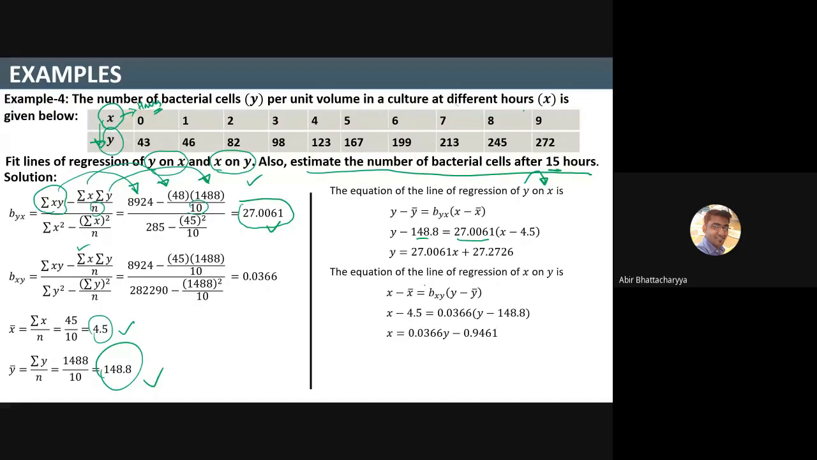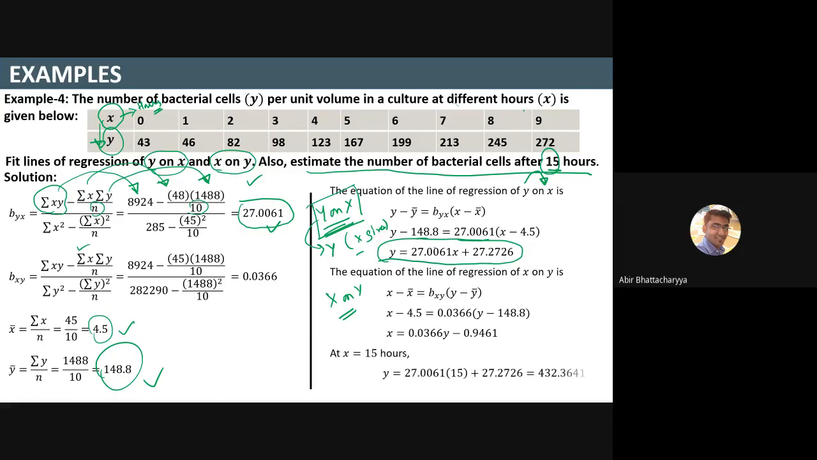That means which equation will help you, y on x or x on y? Y on x will help you, because we have to estimate y, and x is given. So we will use this equation to estimate that. Now x equals 15, so we'll put x equals 15 over here and get the result. So after 15 hours, y equals this. That is how we can solve this type of problem.